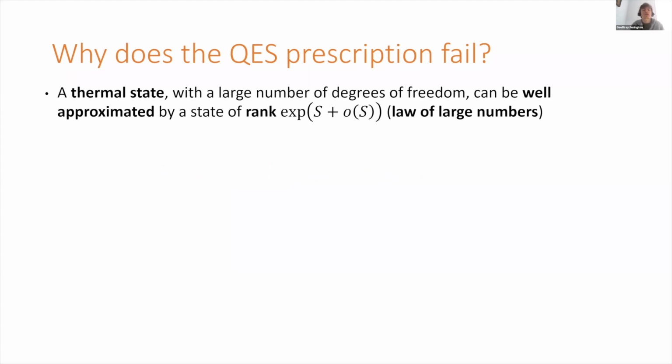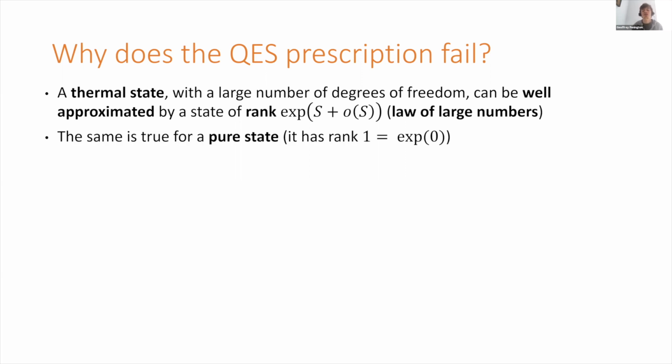So if you have some thermal state that has a large number of pretty independent, weakly interacting degrees of freedom, then it's a fact that basically follows from the law of large numbers that we can find a very good approximation to that thermal density matrix by a state whose rank is just sort of e to the S, where S is the entropy of the thermal state plus some subleading correction. Okay, so you can really think of S as like the log of the number of degrees of freedom involved in describing that thermal state.